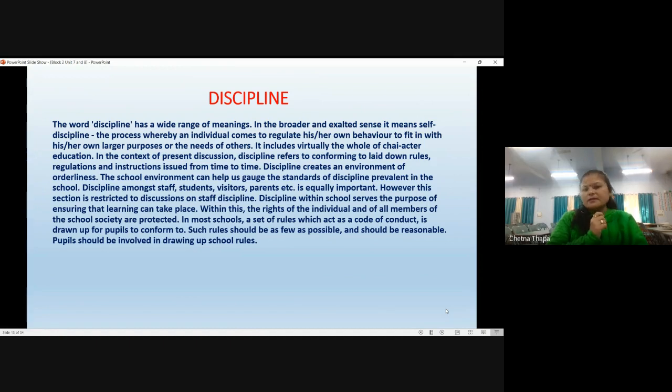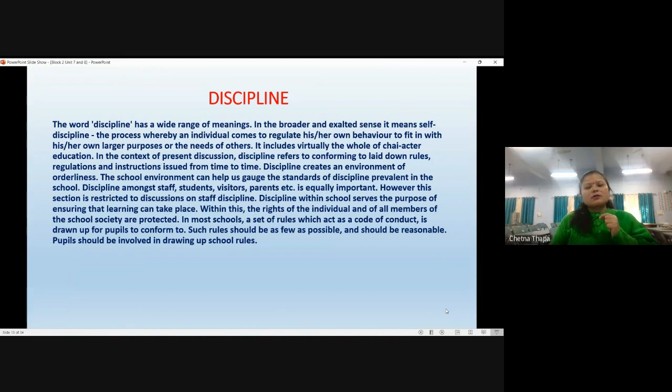In the present discussion, discipline refers to conforming to laid down rules. There are certain rules, and you are conforming to them. There are certain regulations and instructions that are issued from time to time, and you are following them. This discipline creates an environment of orderliness in the school, and the school environment also helps in gauging the standards of discipline that prevail in the school.